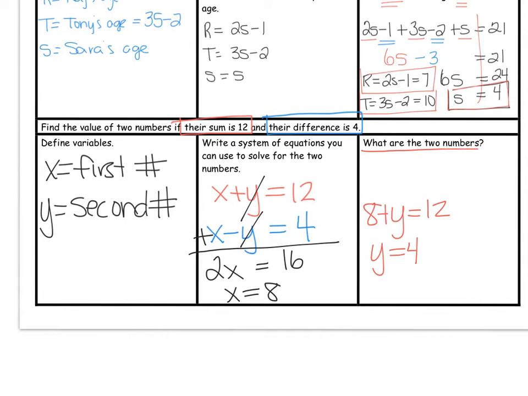So what are the two numbers? The two numbers are x is 8 and y is 4. And we can go back and check to see if that works in our system. Is the sum of the two numbers 12? Yes. 8 plus 4 is 12. Is the difference between the two numbers 4? And yes, 8 minus 4 is 4.